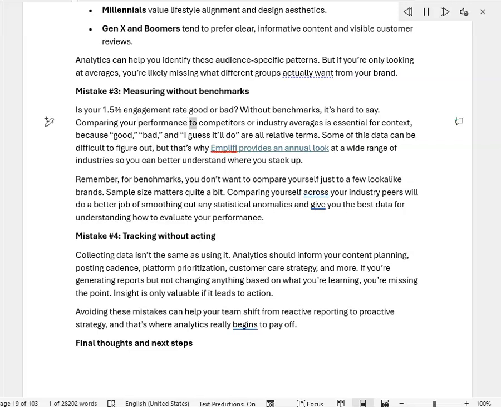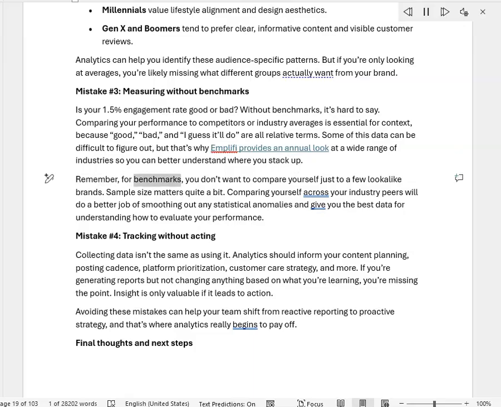Comparing your performance to competitors or industry averages is essential for context, because good, bad, and I guess it'll do are all relative terms. Some of this data can be difficult to figure out, but that's why Amplify provides an annual look at a wide range of industries so you can better understand where you stack up.